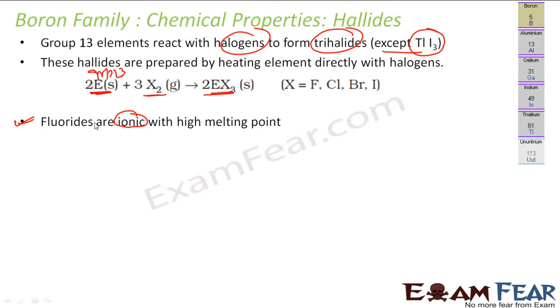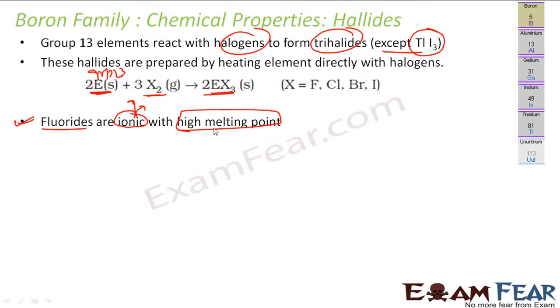We have told that to determine whether a compound is ionic or covalent, we have to see the electronegativity difference, and if the electronegativity difference is high, it's ionic. If it is low, it is covalent. So since for fluorine itself the electronegativity is very high, generally all the fluorides are ionic, and since they are ionic, they have high melting and boiling point because the force of attraction is more, right?